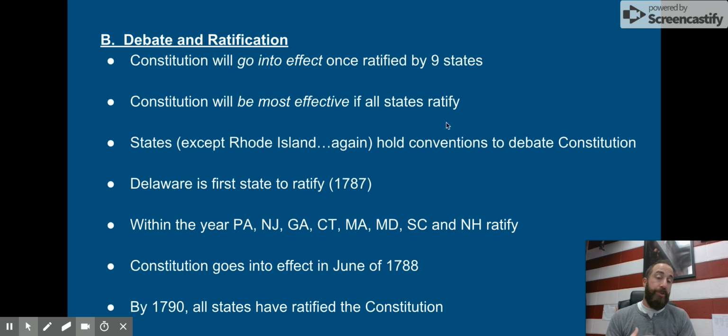So once the Constitution is drafted and everybody at the convention agrees on it, it still has to be approved by the states. So we've got to send it out to all 13 states, and we need at least 9 of the 13 states to ratify, to formally approve that Constitution before it goes into effect, right?